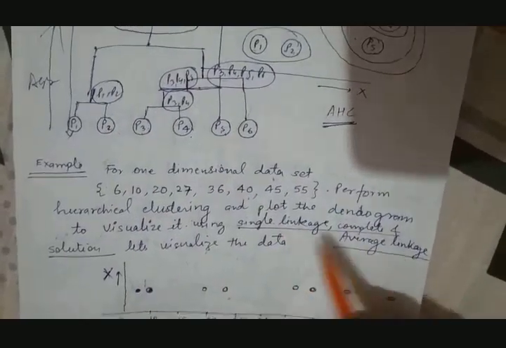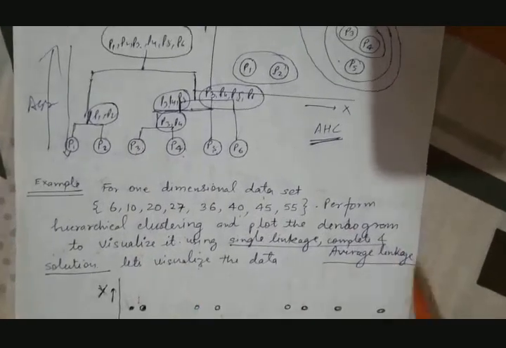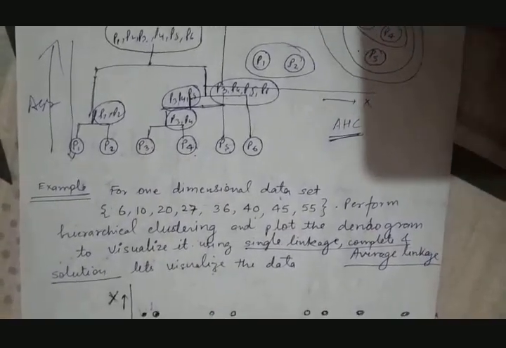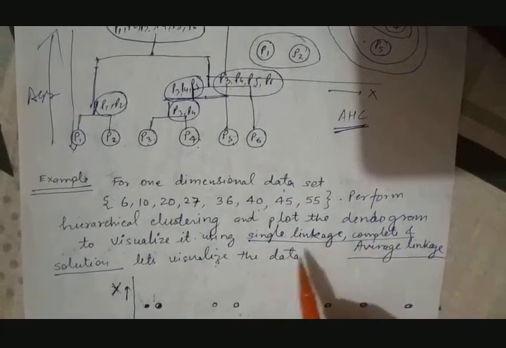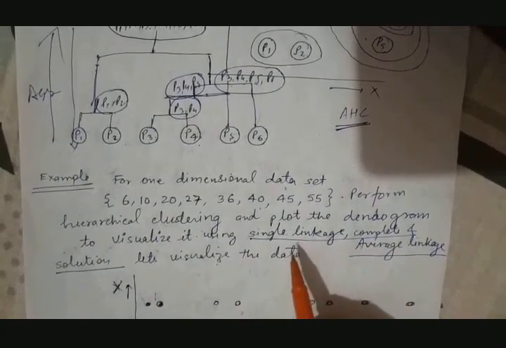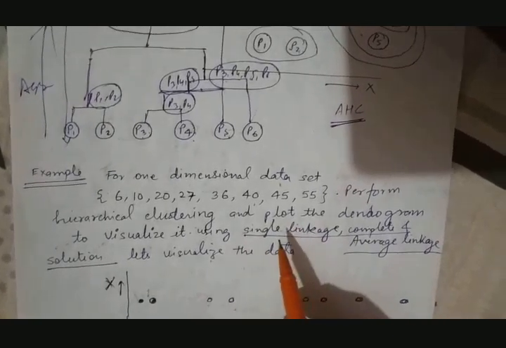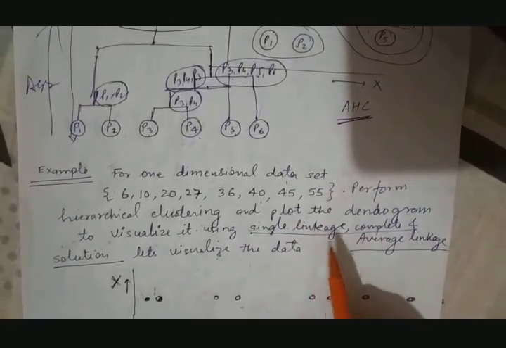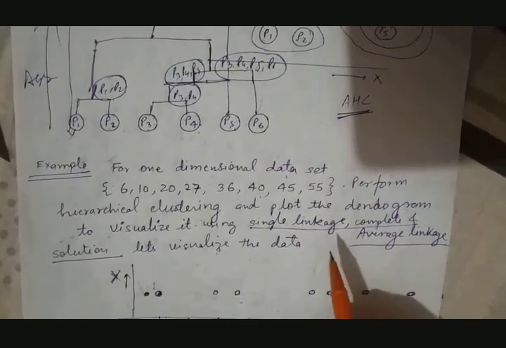So we have to plot the dendrogram to visualize it, using the single linkage, complete linkage and the average linkage. These techniques have already been explained in our previous lecture. So we have to perform the hierarchical clustering here using these three methods: single linkage, complete linkage and average linkage.